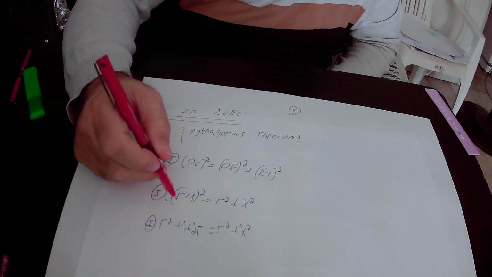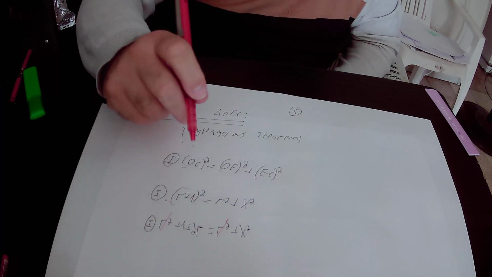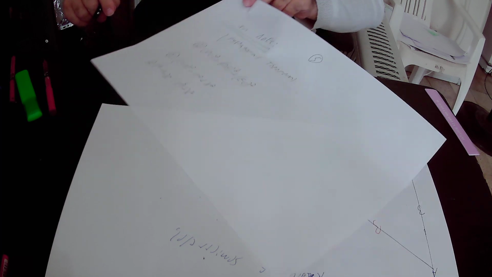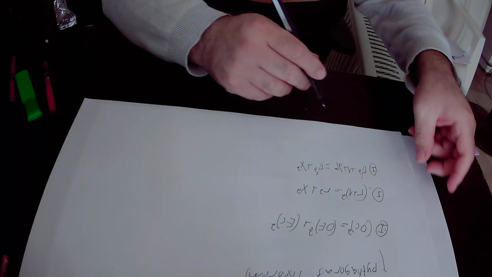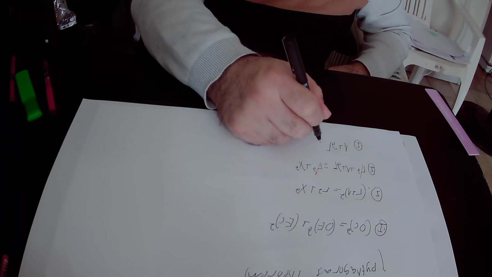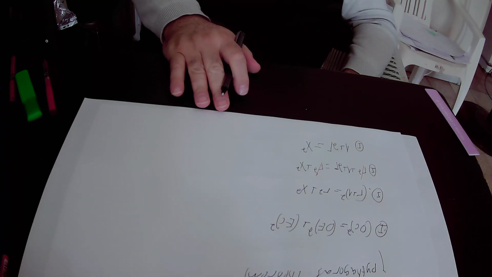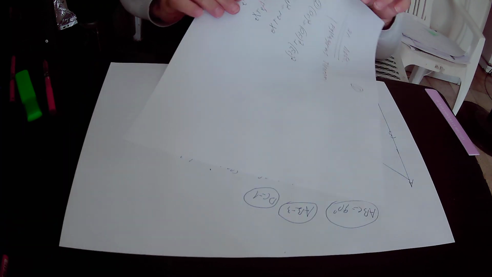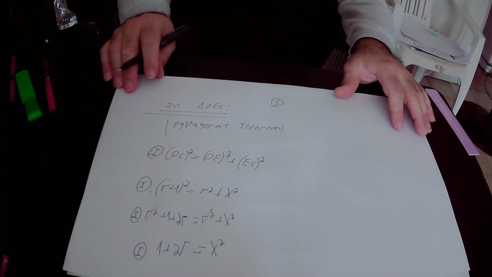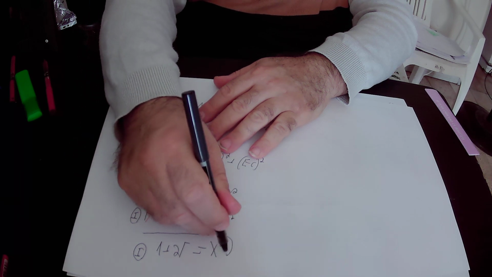So we subtract R squared from equation number 1. R squared will get cancelled, and what is left after we cancelled R squared is 1 plus 2R equals X squared. Okay, 1 plus 2R equals X squared. So according to equation number 1, 1 plus 2R equals X squared.